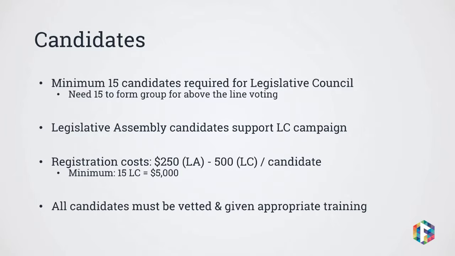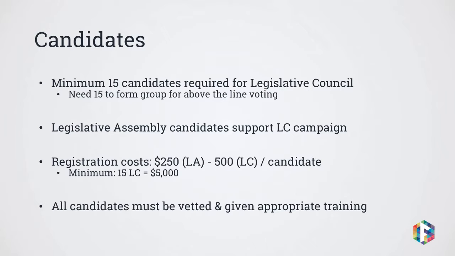With regard to candidates, as mentioned, we need a minimum of 15 to participate in the Legislative Council elections to form a group for above the line voting. That's just simply from a strategic perspective, that's a minimum requirement for us. Then our Legislative Assembly candidates or lower house candidates will in essence support the Legislative Council campaign.